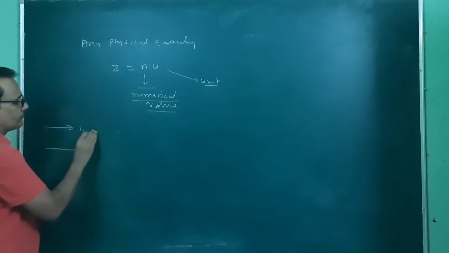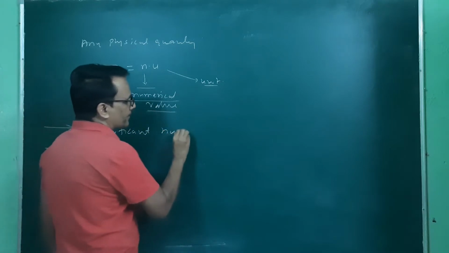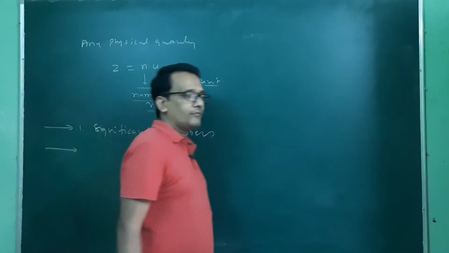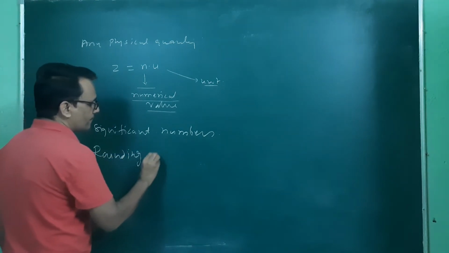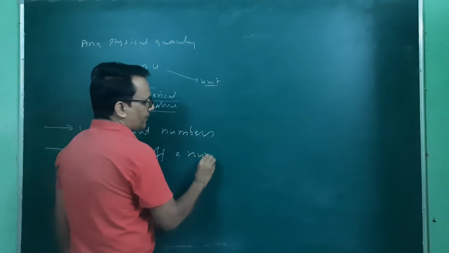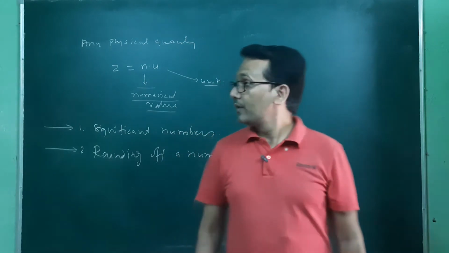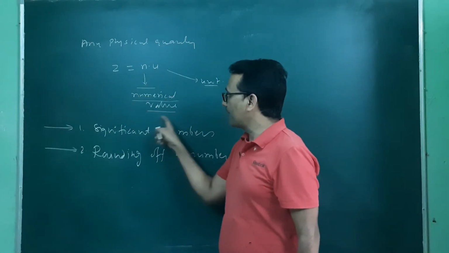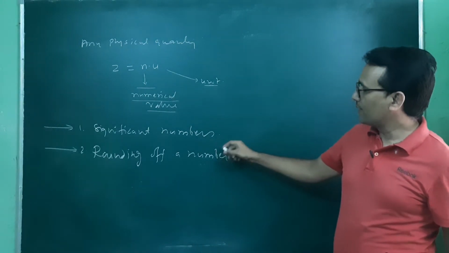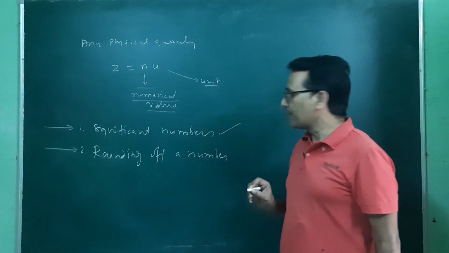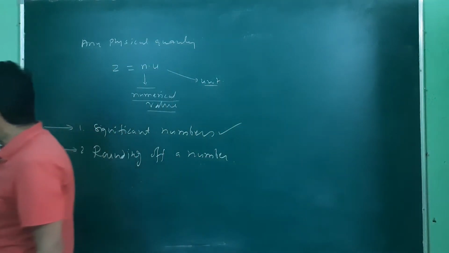One is significant numbers, and the second one is rounding of numbers. So these two terms are important. In the case of the first one, how to write this numerical value of a physical quantity. So first of all, we will discuss this significant number. What the significant number is, and then further we will round off that particular number.